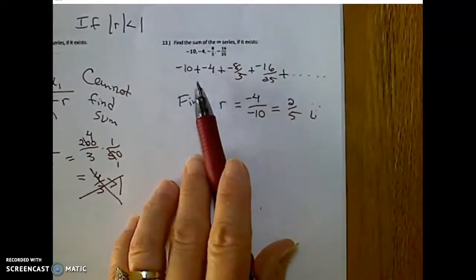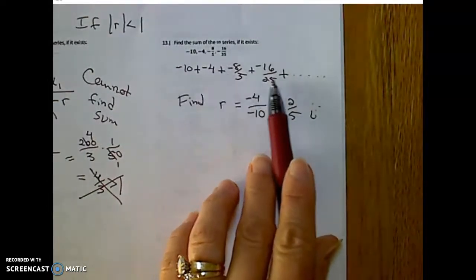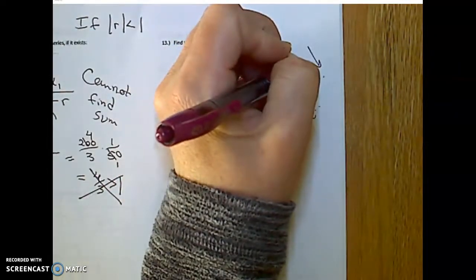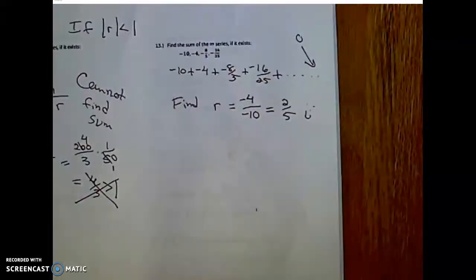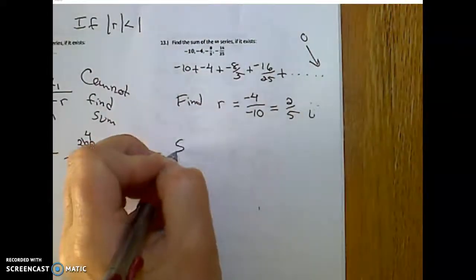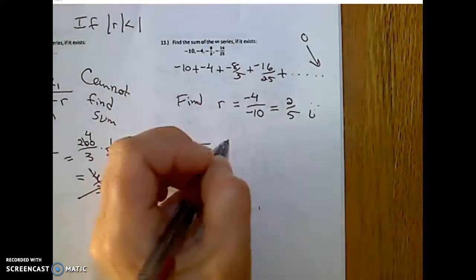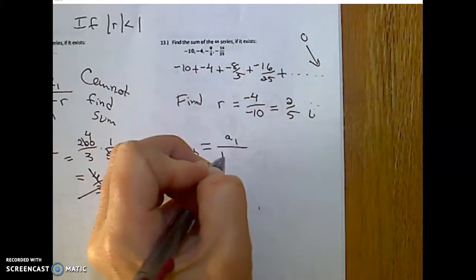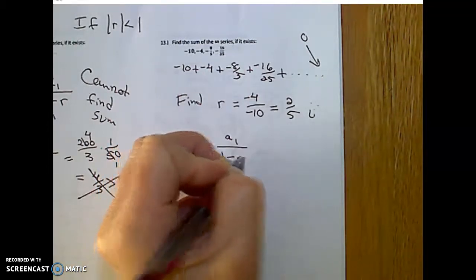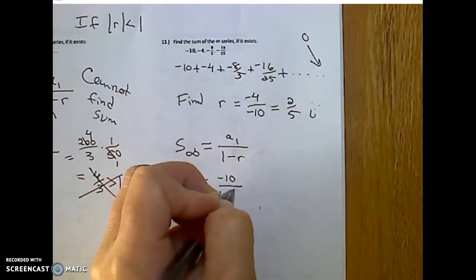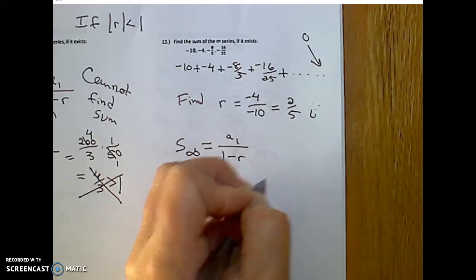All of these terms, think about it, are going to keep getting smaller and smaller until we're eventually basically just adding 0. And that's where my sum stops. So let's find the sum of this infinite geometric series with a simple formula. The first term over 1 minus r. First term is -10 over 1 minus that common ratio, which is 2/5. I think we can handle this.